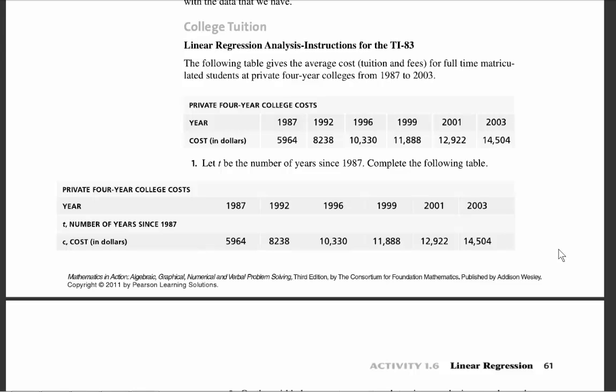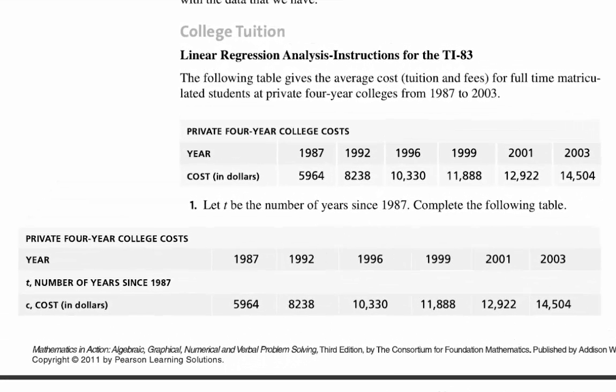So activity 1.6 continues with us actually developing the linear regression equation for a given data table. So in this example, we have a table that plots the cost of tuition, or college tuition, for various times. Right? So in 1987, tuition was $5,964. In 2003, tuition is $14,504.